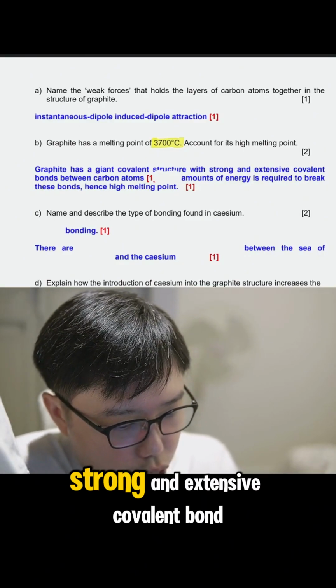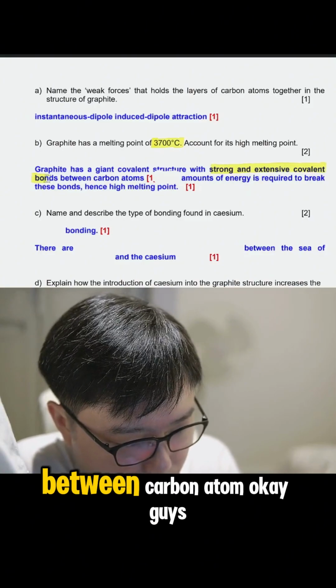Okay, what type of bond? Strong and extensive covalent bonds between carbon atoms.